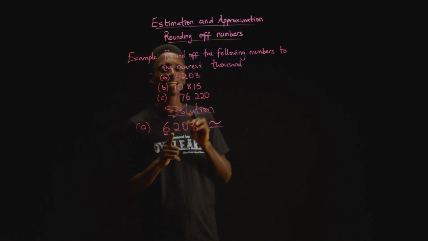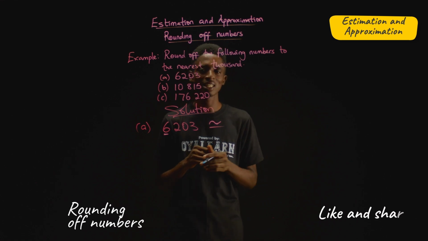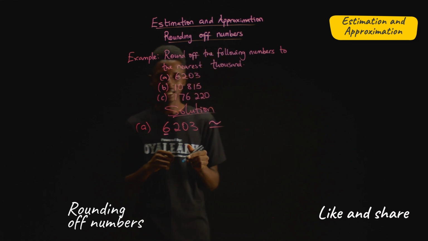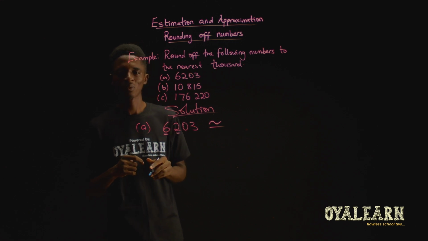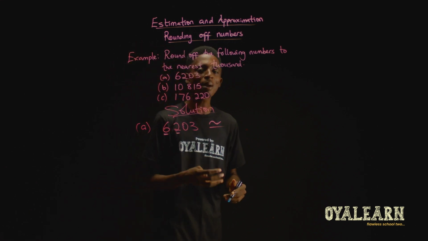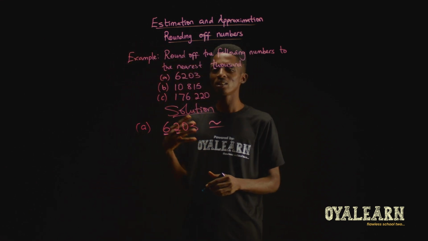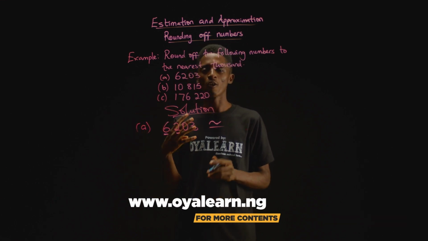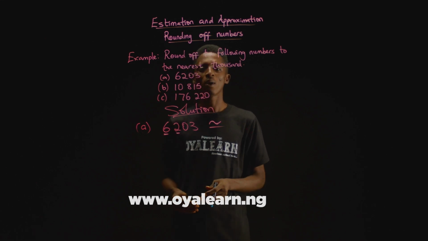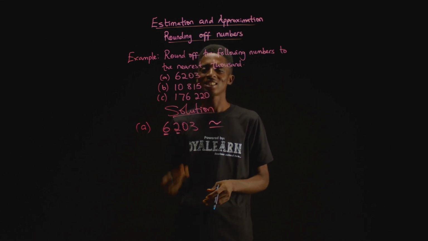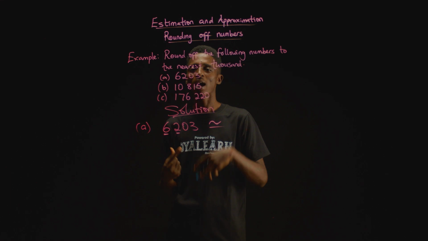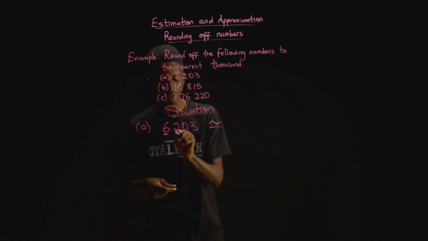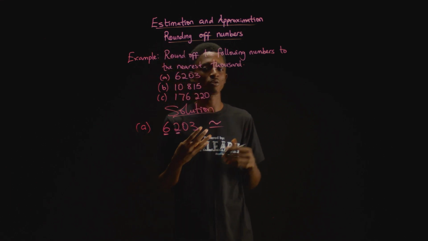Now, after that, we then identify the digit next to it, that is to the right of the rounding place, and that digit is 2. Then we apply the rule. Remember that if the next digit is between 0, 1, 2, 3, or 4, we round down. But when it is 5, 6, 7, 8, and 9, we round up. So in this case, we have a 2, which means we have to round down.